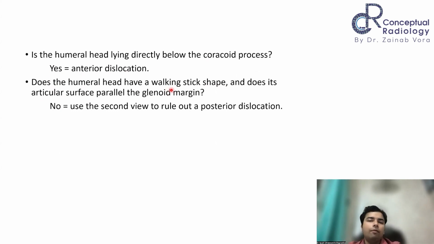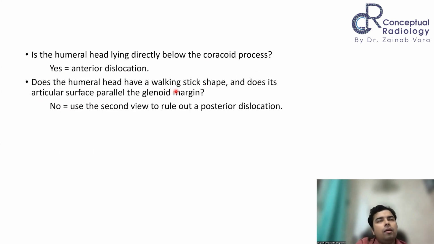Does the humeral head have a walking stick shape, or does its articular surface parallel the glenoid margin? So if it does not have a walking stick shape, that means there is a bulge on both sides, which we call the light bulb sign. So then we should use a second view to confirm whether there is any posterior dislocation. Just not seeing the walking stick shape is not sufficient to call it a posterior dislocation.